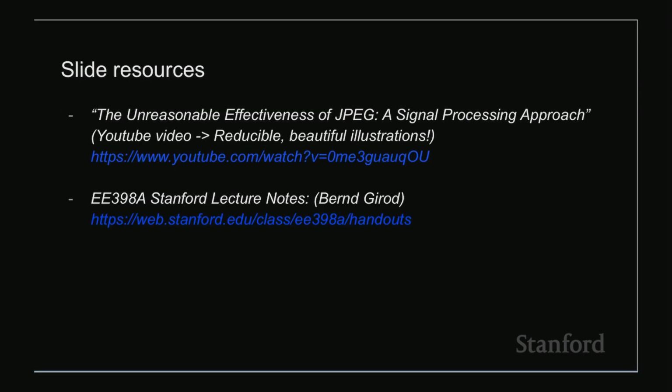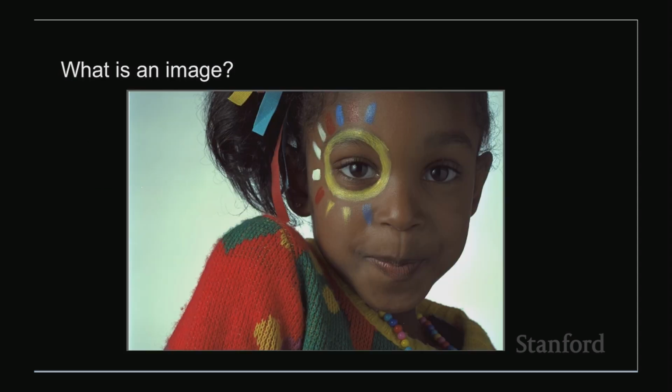Okay, and a lot of these slides are basically from these resources. In particular, this YouTube video is amazing. I'd recommend you check it out. Very nice animations. Okay, so let's get started. So what is an image? This is just an example of an image from the Kodak dataset. That's an open dataset.